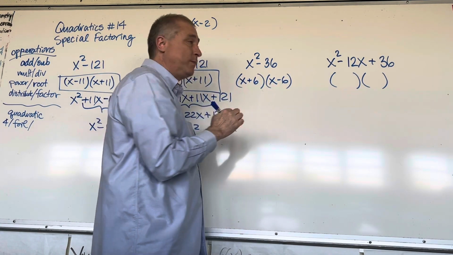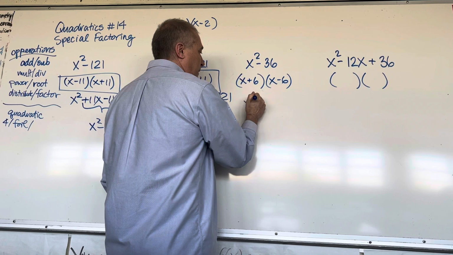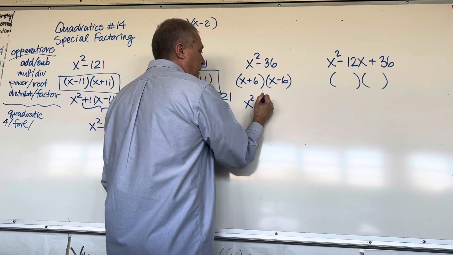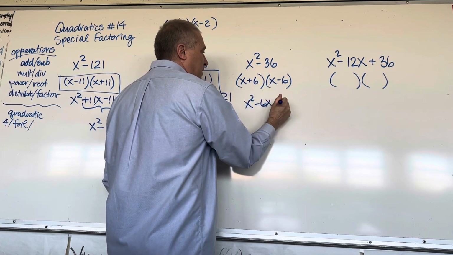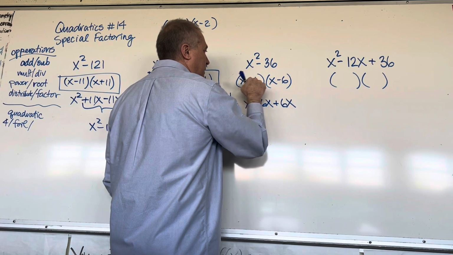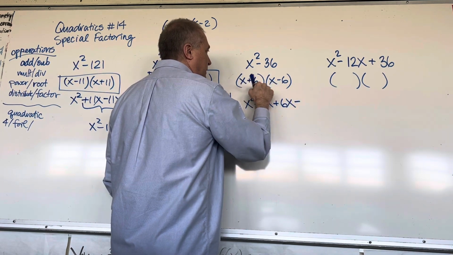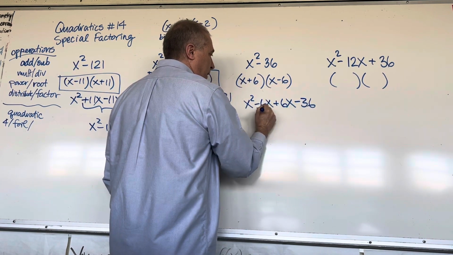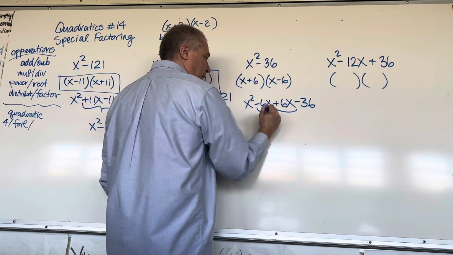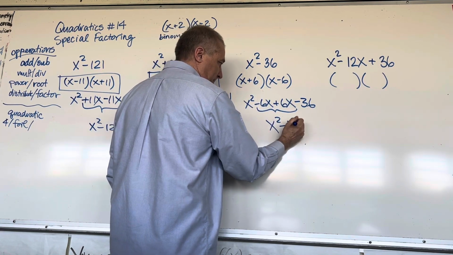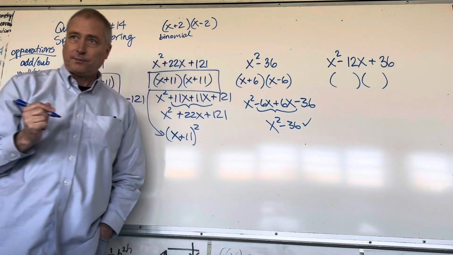So let's try it. X times x is x squared. Outside, minus 6x. Inside, plus 6x. Last, negative times positive is negative. 6 times 6 is 36. What happens when we combine like terms? Gone, gone. Right?